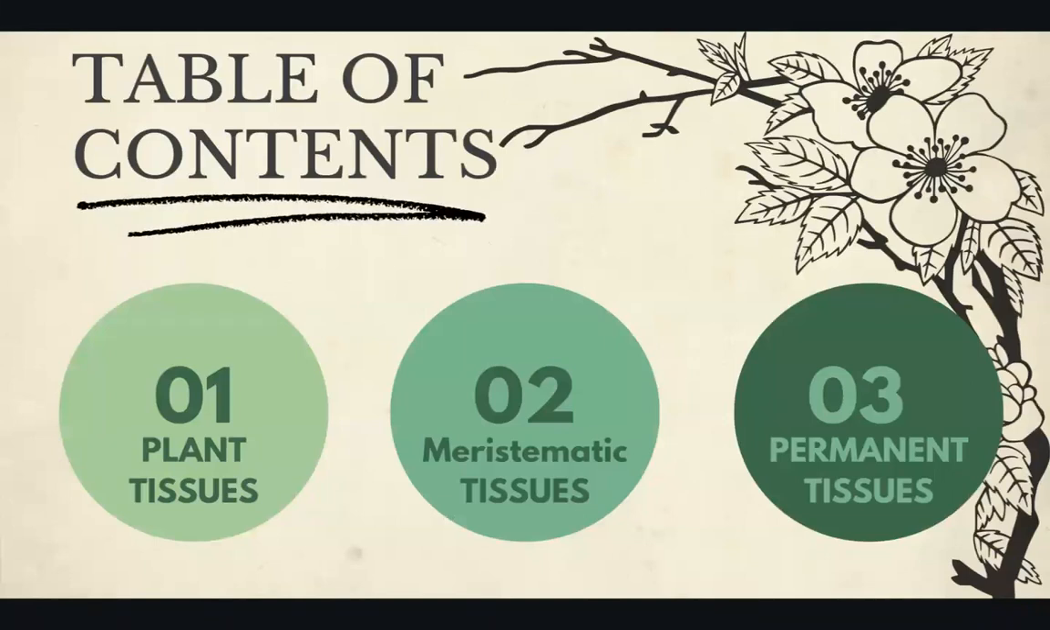Well, as I have given the introduction for the tissues, next, as I said, we will be covering plant tissues. How can they be divided? As meristematic tissues and then permanent tissues.